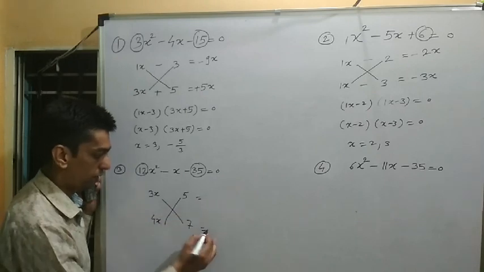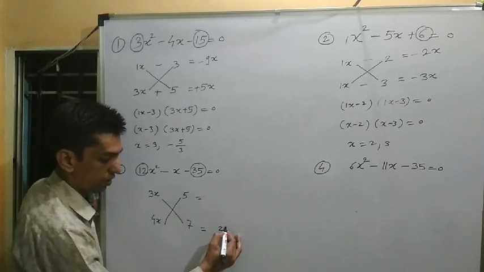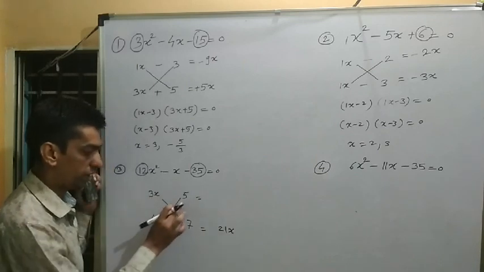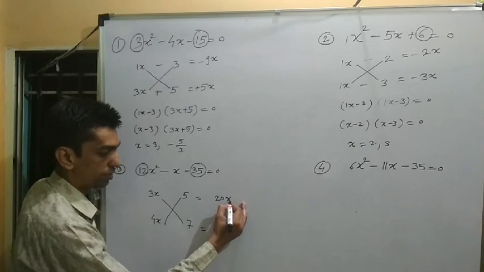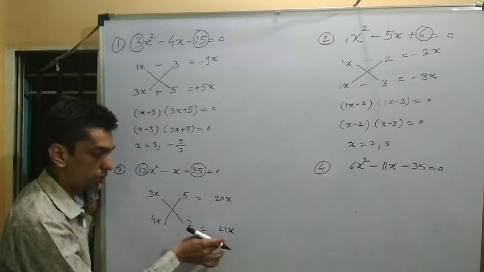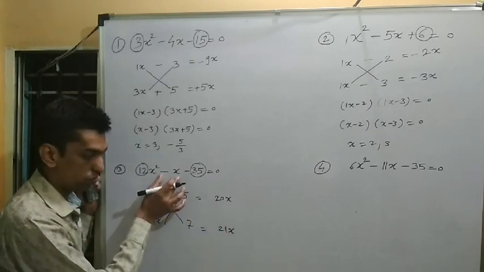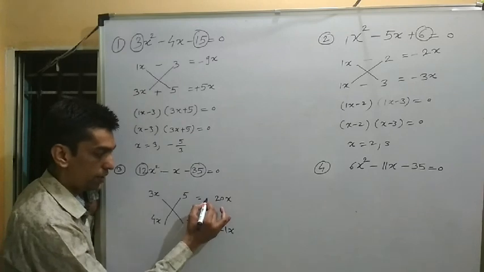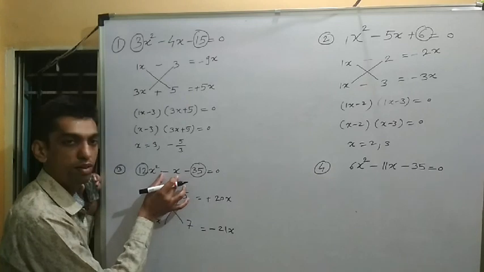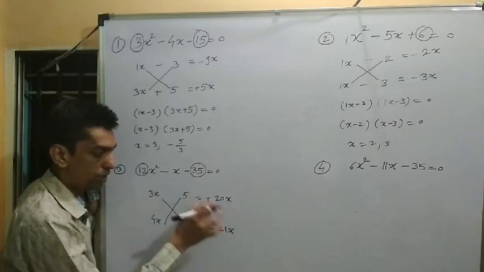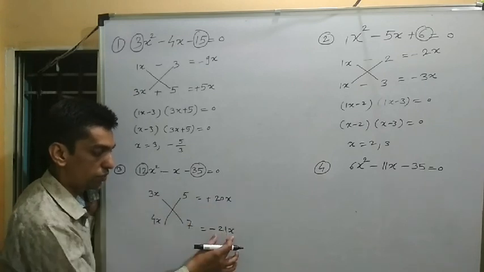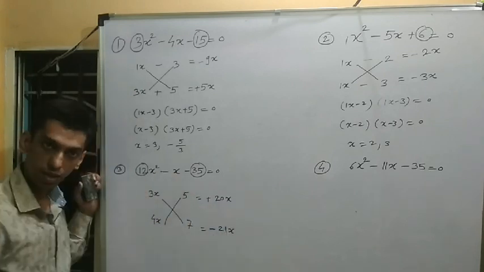Cross multiply it. Its cross multiplication gives 21x: 3x into 7 is 21x, and 4x into 5 is 20x. Now we will see the combination. The combination of these two numbers should become minus x. If I take a minus sign here and a plus sign here, then plus 20x minus 21x will become minus x. So if we add both these terms with these signs, we will get minus x.